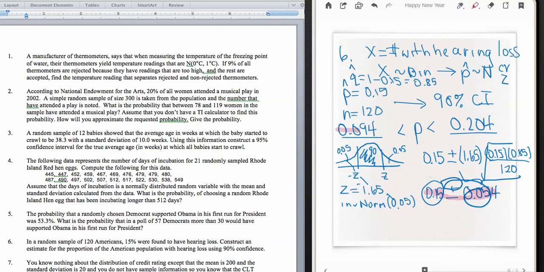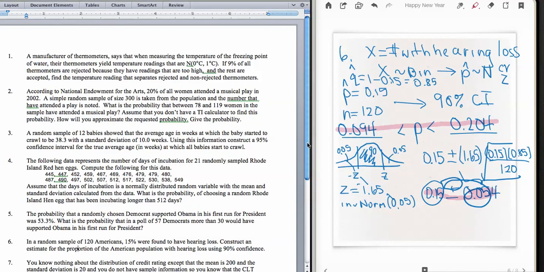And remember, this confidence interval interpreted says that between 9.6% and 20.4% of the population has hearing loss with 90% confidence. Or we are 90% confident that somewhere between 9.6% and 20.4% of the population of Americans has hearing loss.